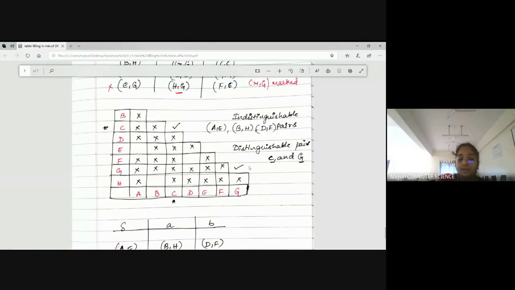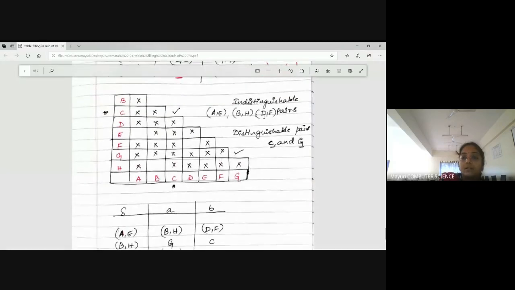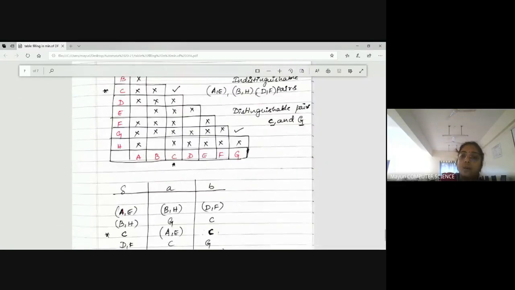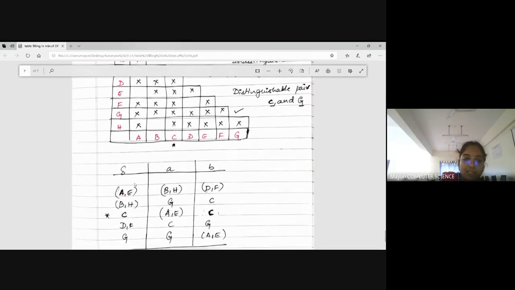So your final minimized DFSM should contain both the indistinguishable pairs as well as the distinguishable pairs. So how can I list my states in the DFSM? It has to be in alphabetical order. One is the one that starts with A, so AE. Next state is BH. The next state I can consider is C. Then DF. Then G. See, I have listed the number of possible states, 5 states.